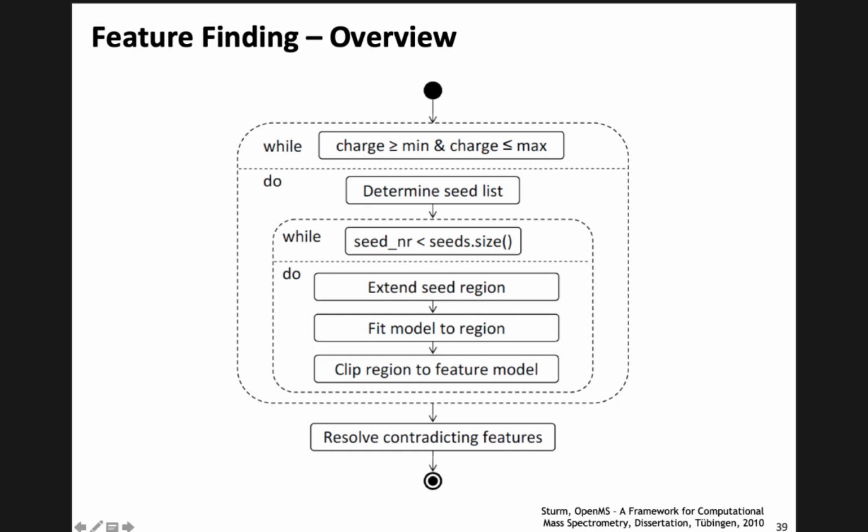And for each of these charges, you determine what we call a seed list. So you say, where are the interesting regions? An easiest way to seed your map is to look at the highest peaks across these maps, because that's where the stuff happens. And you can work your way down. Once you have removed the highest peak, you go to the second highest peak. So there are ways to deal with that.